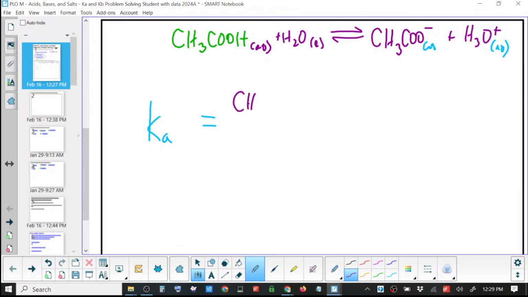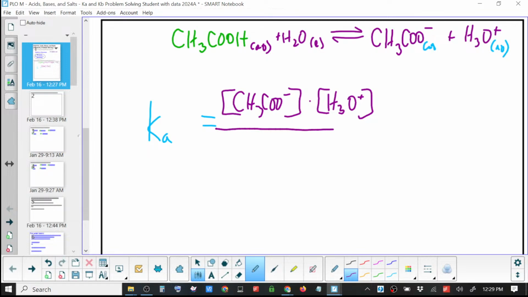CH3COO minus. So we go that. And what would you multiply? Times H3O plus. So change that sign into a times. Is it over CH3COOH? Would we include water? No. Water is a liquid, so it is not included.